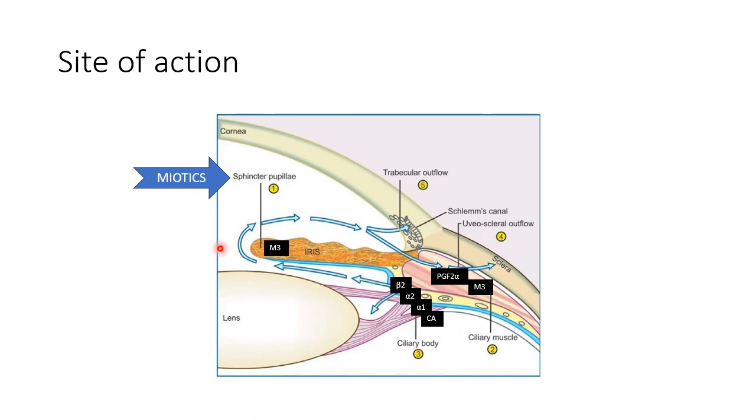So, what are the receptors? The receptors are the M3 receptors, and the drug is pilocarpine. So this is how it helps in angle closure.